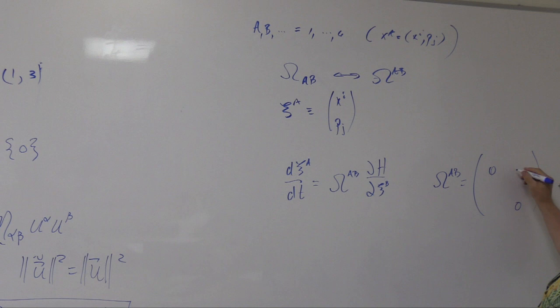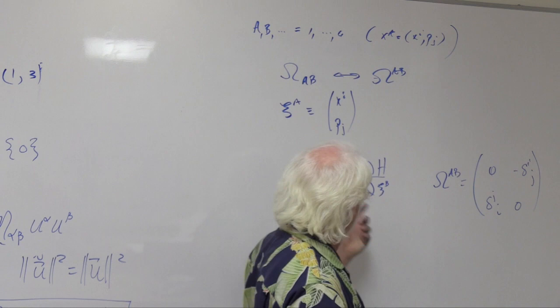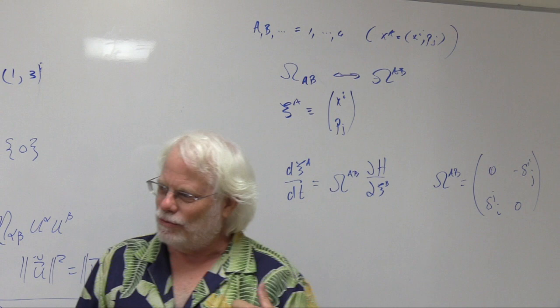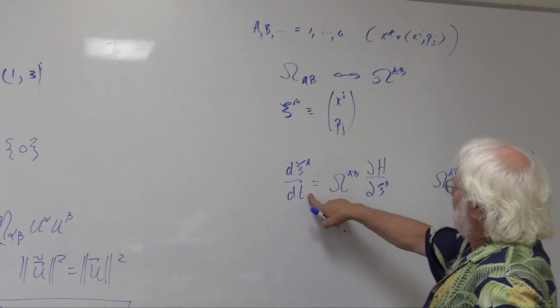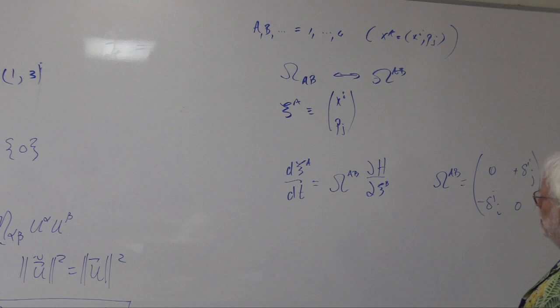Something like this. And without working out the details of the indices, the anti-symmetry of this is going to give that one minus sign in Hamilton's equations. I'm not sure I put it in the right place. Let's see. dp/dt should be minus dH/dx. So I probably want the minus sign down there. Is that right? Yeah, I think that's right.